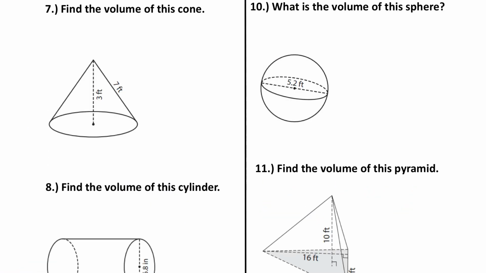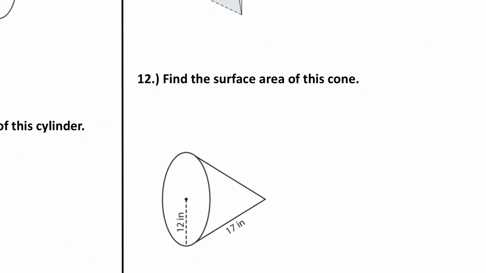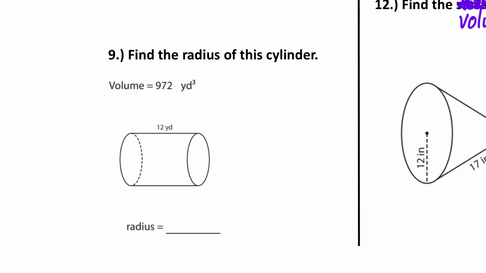Next page real quick. On number 12, this should not say surface area, this should say volume. Number 12, that should not say surface area, it should say volume. Okay. I'm sorry. Let's look at number 9.